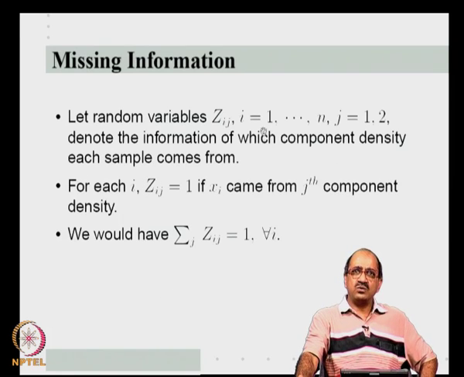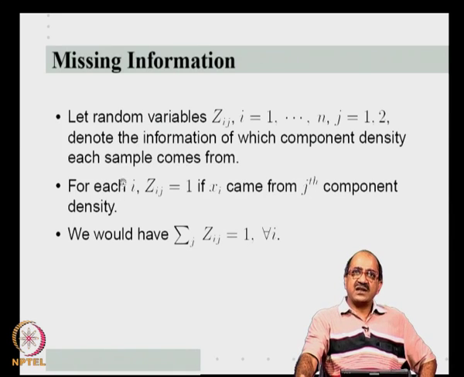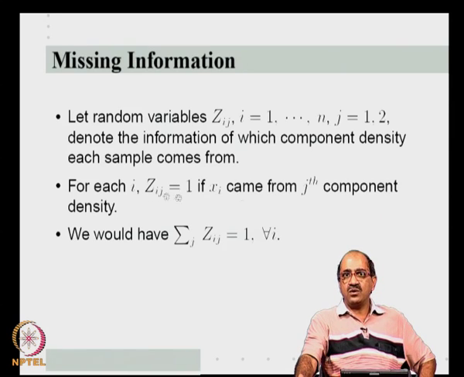So, even though there are only two components and I know Zi1 plus Zi2 is equal to 1, let us still stick with the notation of Zij for our indicators. So, Zij is 1 if xi came from the jth component, for j equal to 1 to 2, and Zi1 plus Zi2 is equal to 1. Okay.